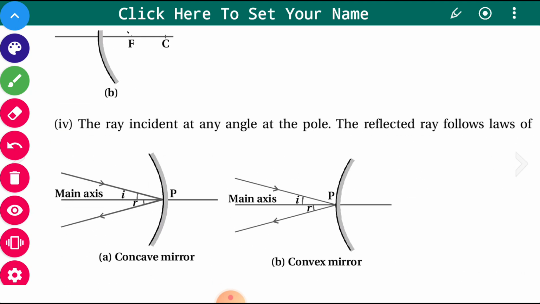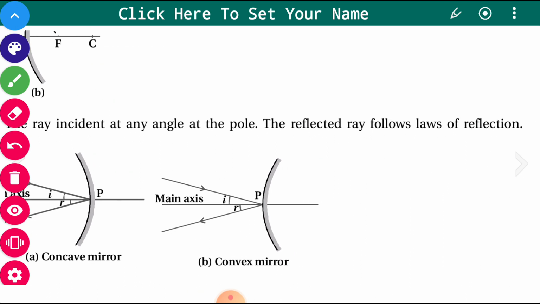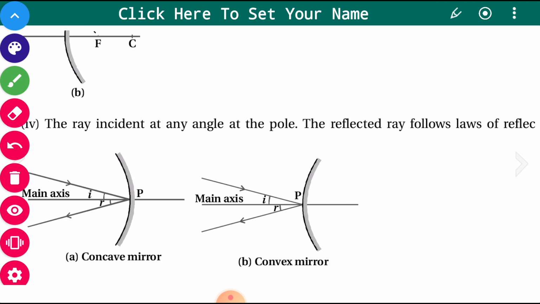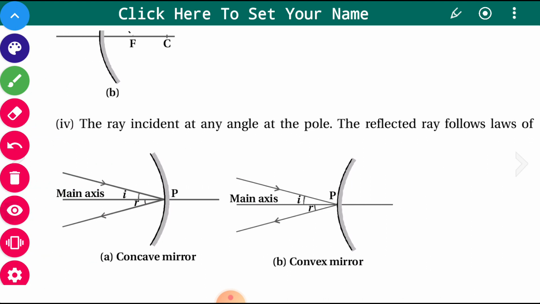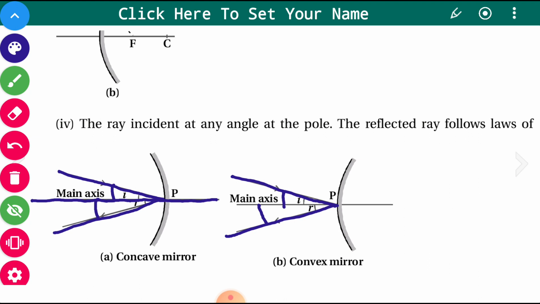Now the ray incident at any angle at the pole, the reflected ray follows the laws of reflection. So if this ray is an oblique ray, then after reflection it subtends the same angle with the principal axis. So the angle of incidence and angle of reflection will be the same. Here also the oblique ray will follow the laws of reflection. Incident angle is equal to the angle of reflection.